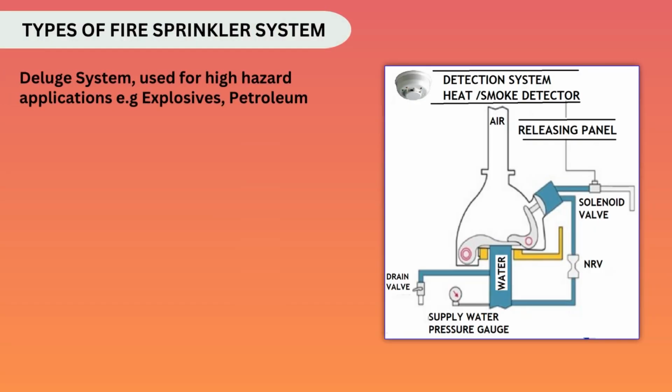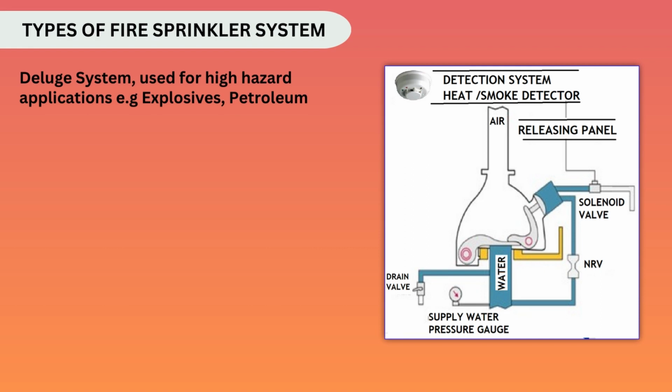This is used for high hazard applications, for example, explosive manufacturing units and petroleum plants. Refer to figure 4. It consists of a detection system, heat or smoke detector. Why? Because in case of fire, there will be heat or smoke.